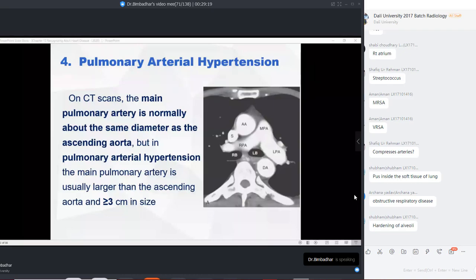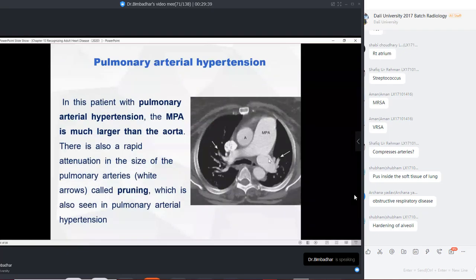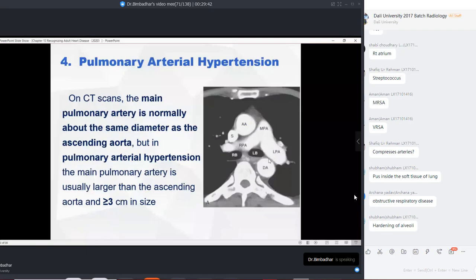You see here, pulmonary arterial hypertension is about an increase in the diameter of the artery greater than 3 centimeters. The diagnosis can also be made on a chest radiograph, but CT is the gold standard, and CT angiography is the most important study in finding out the diameters in this condition. Remember, the diagnosis can also be made on a radiograph.